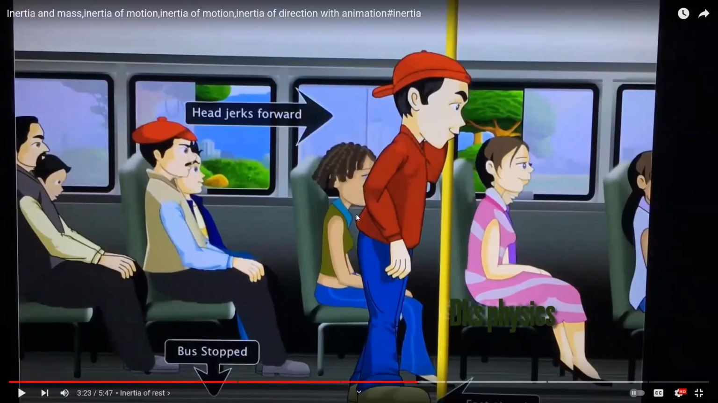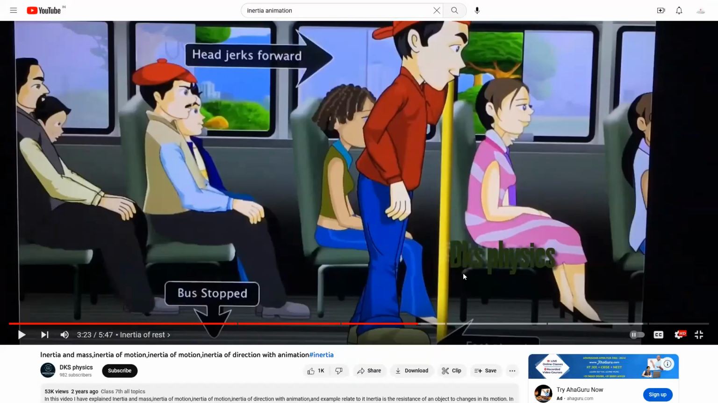Do you all understand what is inertia of motion? Everybody? Inertia of motion and inertia of rest. I think you are able to see it. So one thing you remember: when the bus suddenly starts, what will happen, guys? Which part of the body will get the motion first? Our legs or our head? Who will get the motion first? As we know, our legs are attached to the surface of the bus. So our legs will start moving first, as the bus suddenly starts.